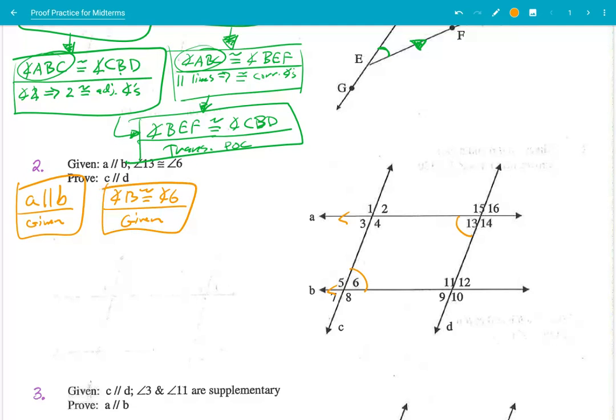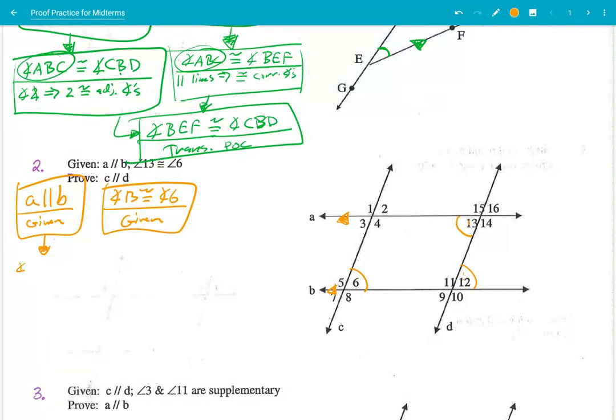Well, let's see. How can we get from 13 to 6? We want to prove that C and D are parallel. Well, if those are parallel, then 6 and 12 would be corresponding, wouldn't they? So let's see if we can link up with that. Is 13 and 12 anything? Well, these lines are parallel, so yes, they are something. They are alternate interior angles.